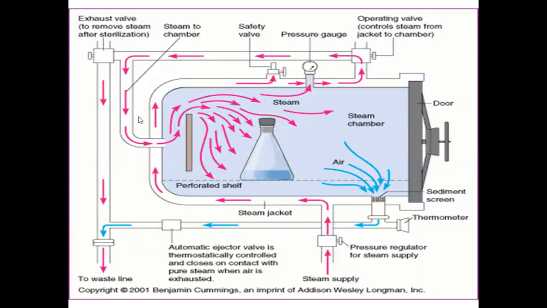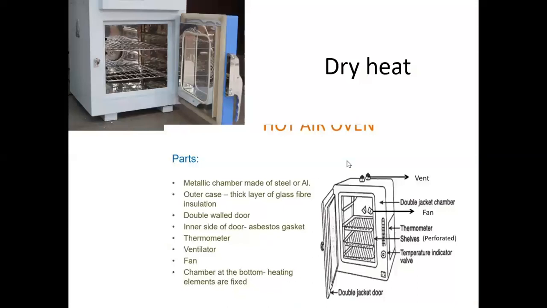Also on this page, you can see how it works. So this is the second chamber and this is the first chamber. In the first chamber, you put the objects for sterilization, and in the second chamber, you put water, and the water comes to a boil. And after opening the hole, the steam with the pressure will enter the first chamber. Dry heat.